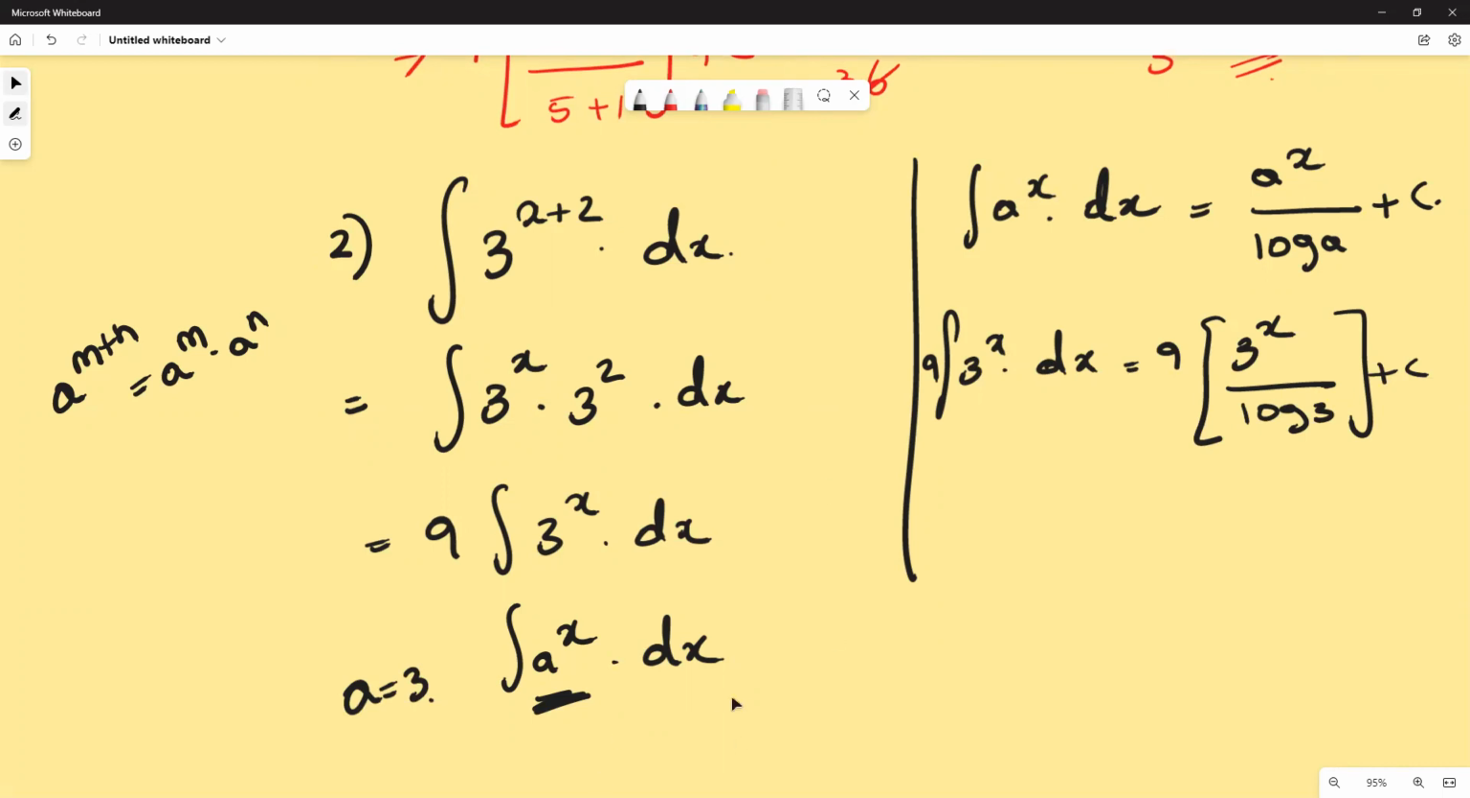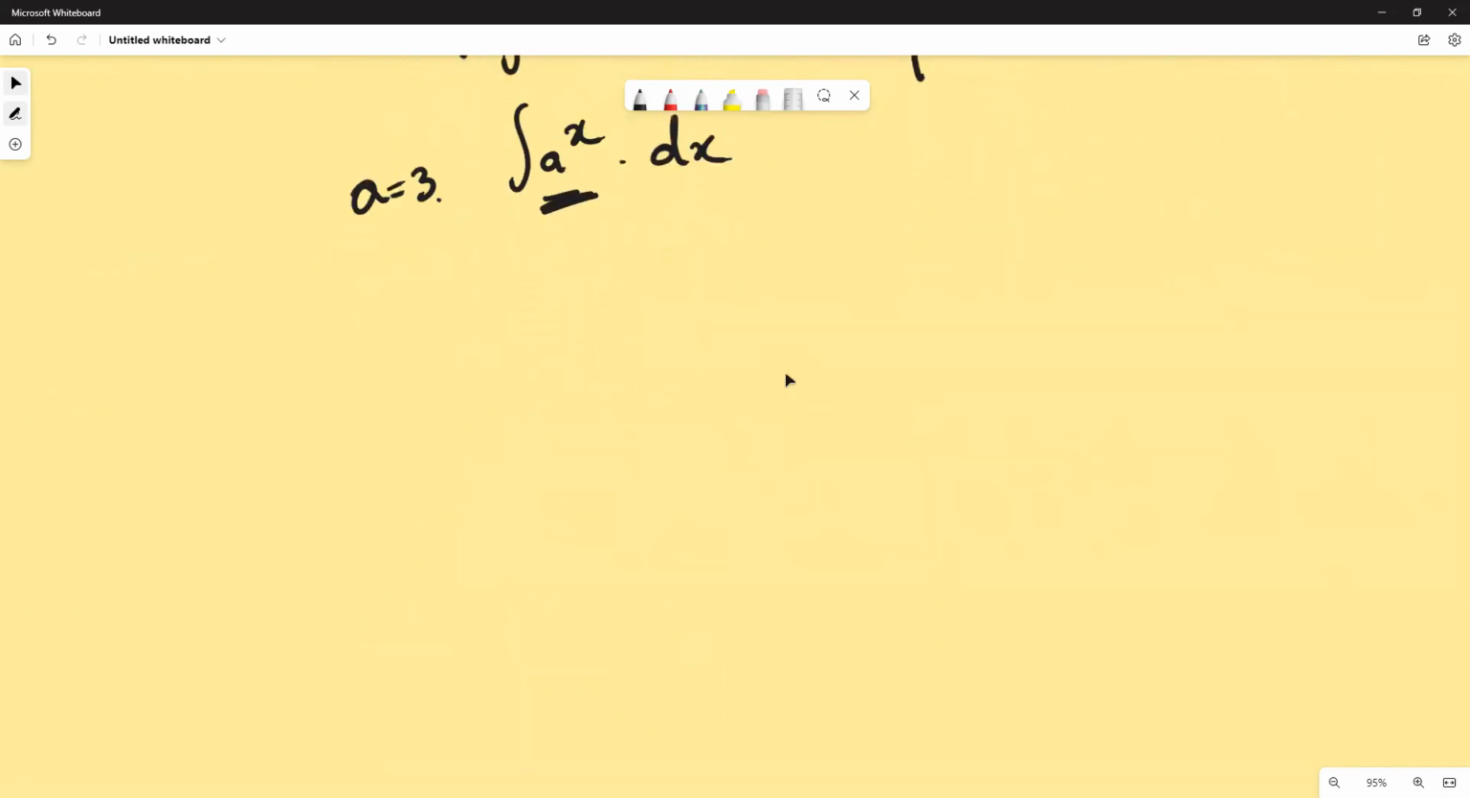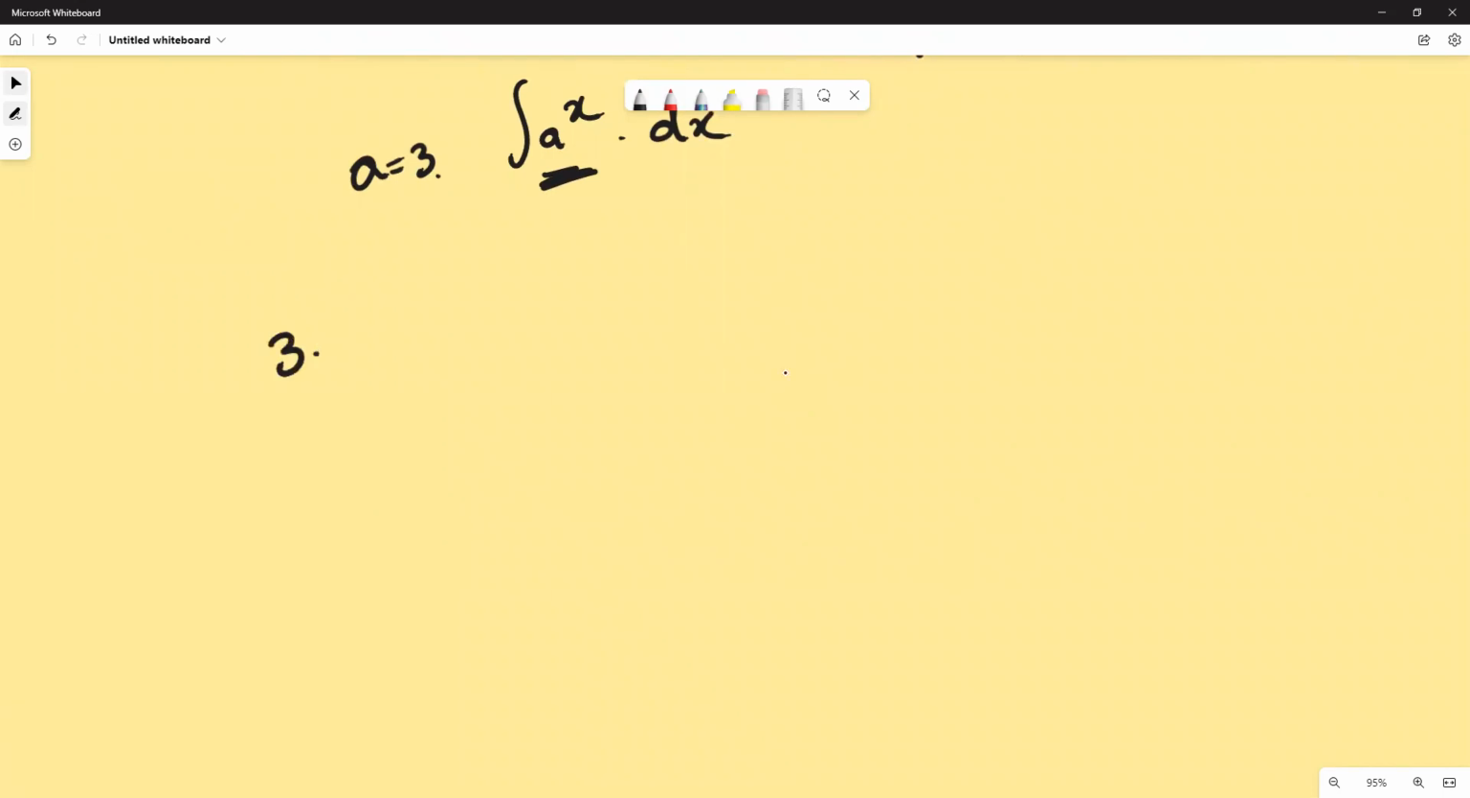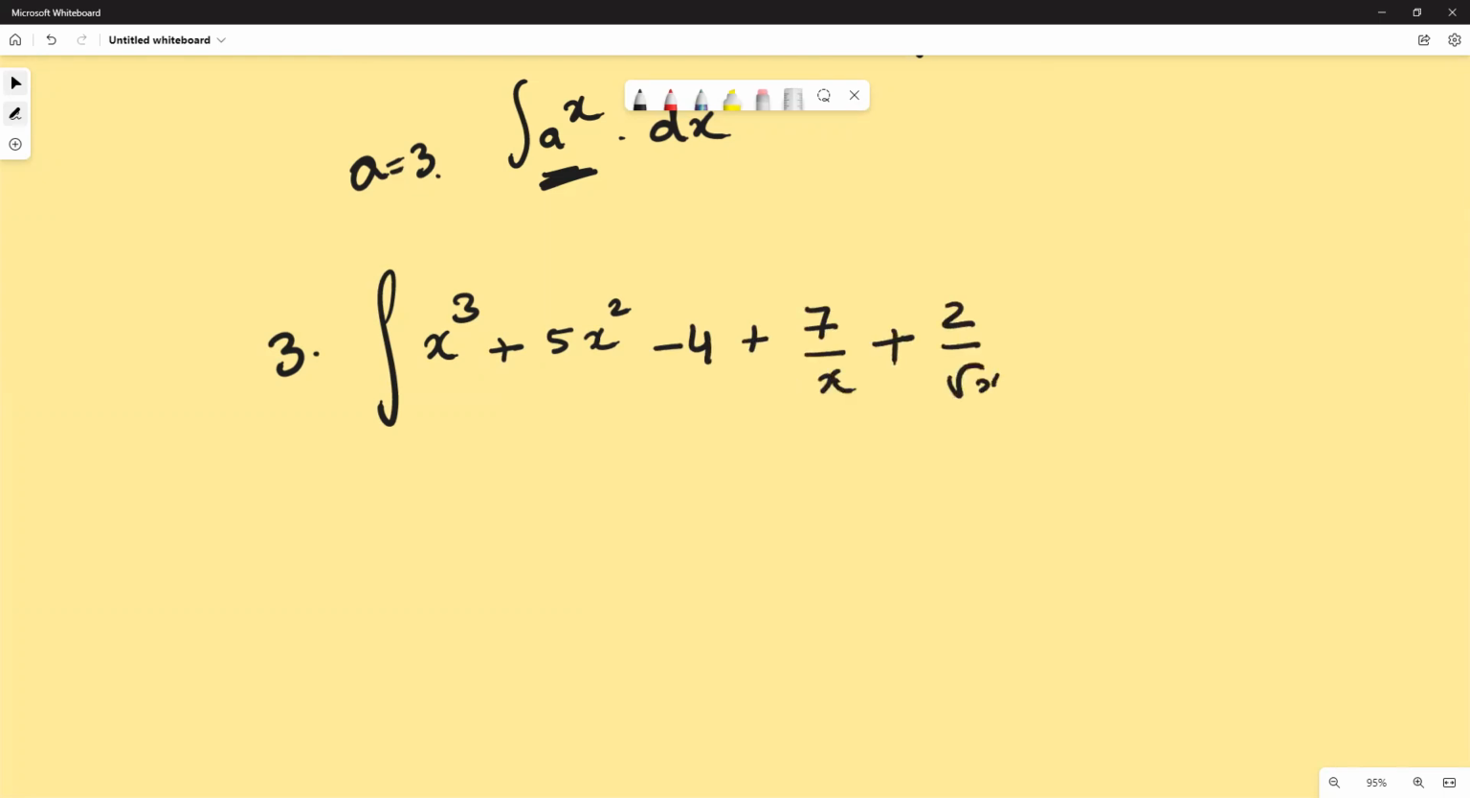Now what if I have a problem which goes like this? If I give you a problem, integral of x cube plus 5x square minus 4 plus 7 by x plus 2 by root x whole dx. What if I have such a problem? How do I solve this?